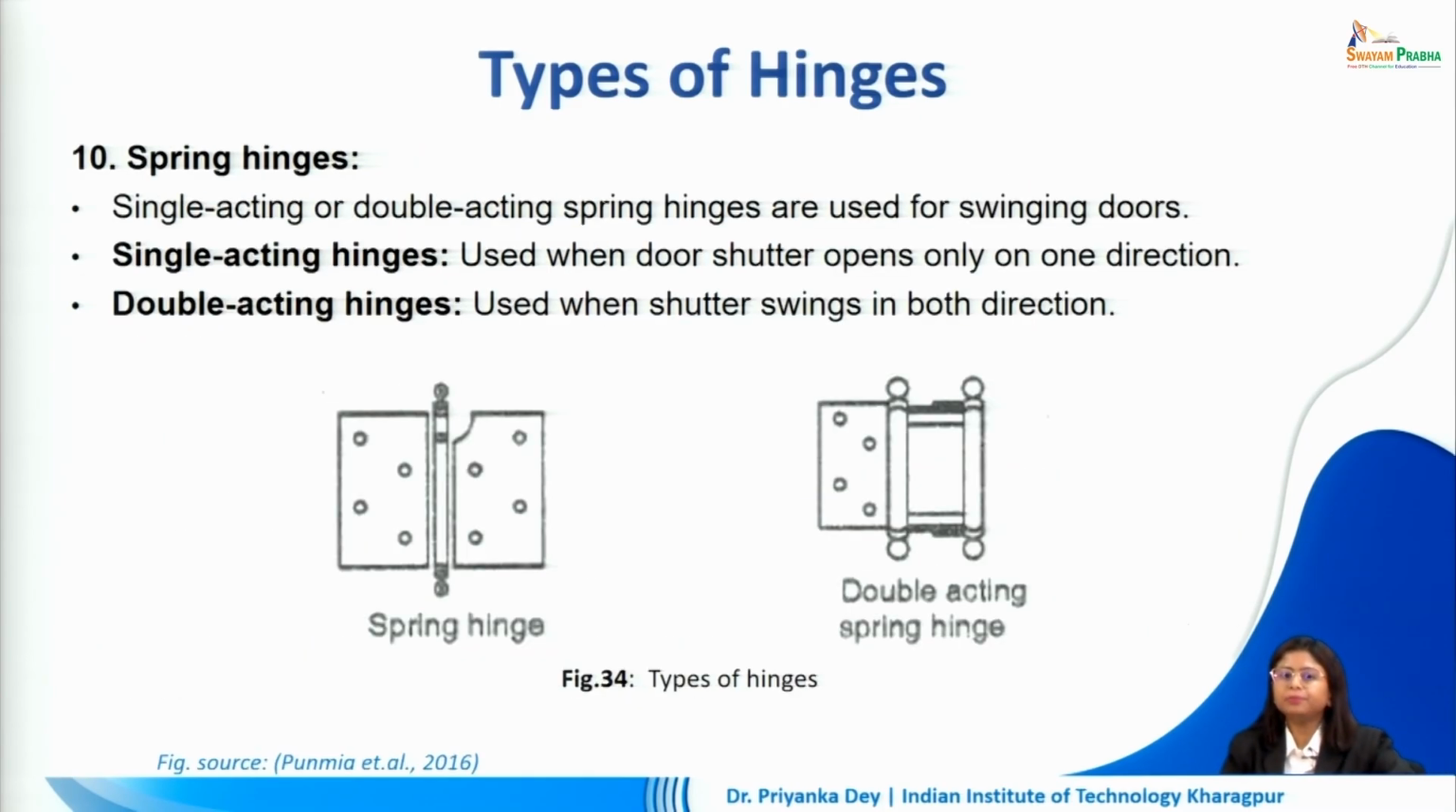Spring hinges can be single acting or double acting spring hinges, and they are used mostly for swinging doors. Single acting hinges are used when the door shutter opens only in one direction, and double acting hinges are used when the shutter swings in both directions.